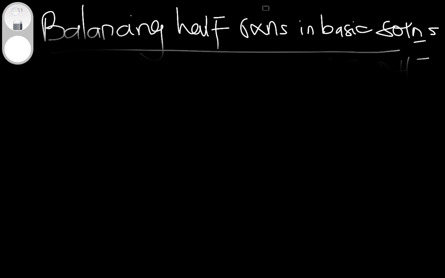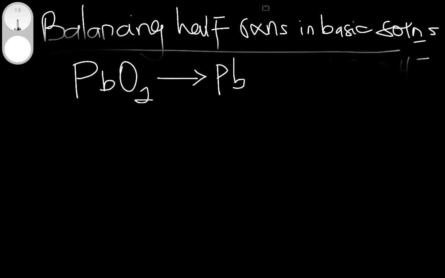One or two examples, and see how we can balance half reactions in basic solution. So the first example, let's take this one, lead dioxide. Let's balance this half reaction. This reaction that we're about to balance is in basic solution, so let's see how we can balance it. First, let's do it the way we balanced in acidic solution.